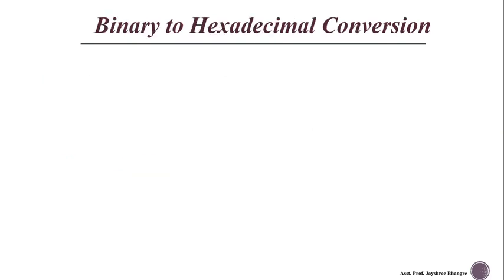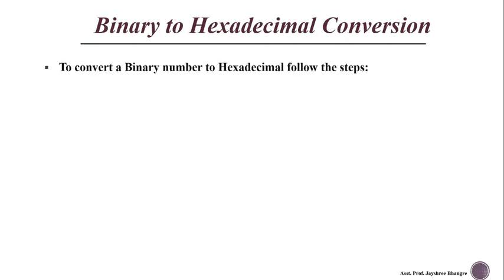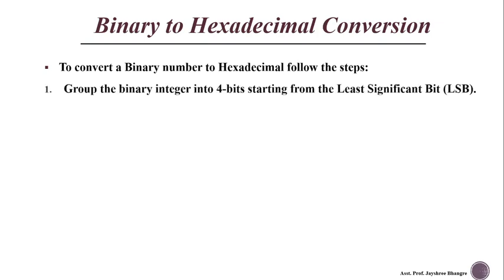So next conversion is binary to hexadecimal conversion. What do we have to do to convert the binary number into a hexadecimal number? We have to follow some steps. Hexadecimal numbers are nothing but a combination of the digits 0 to 9 and the alphabets A to F. So hexadecimal numbers are represented in binary as a group of 4 bits.